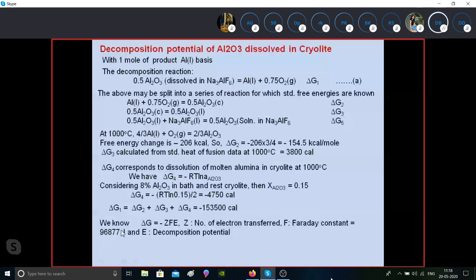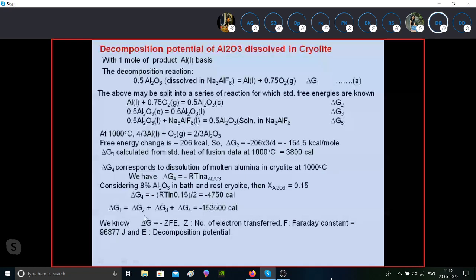Unfortunately, I encountered a couple of different values for this. I am not very sure if it is absolutely the pinpointed value or not. It may be a little different. This is the value I encountered: 96,877 joules. Now, the left hand side is known to me. Delta G is known to me.